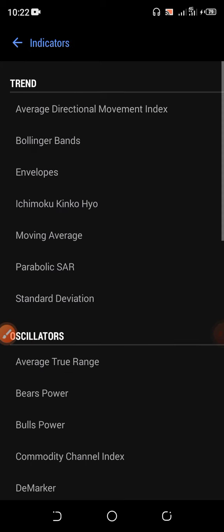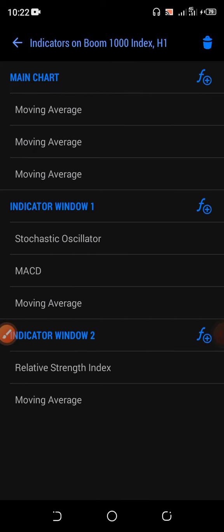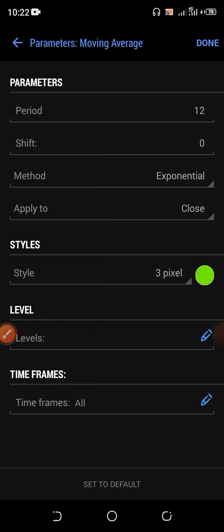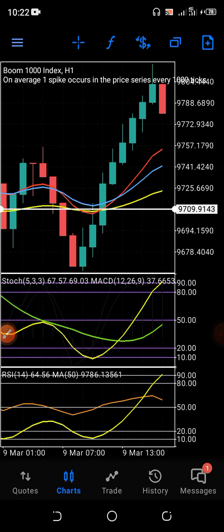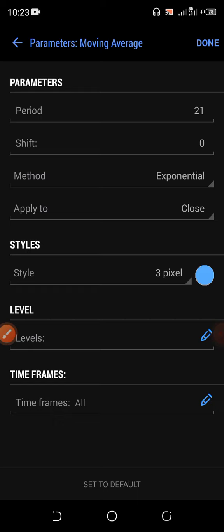This is what we have, 50. You look for another one. This time, we are adding 12. Let me change this so that you will see it. 12, this is that line you are seeing, that red line. The red line is 12. The yellow line is that 50. Then this kind of blue line is 21. I'm using 12, 21, 50 EMA.